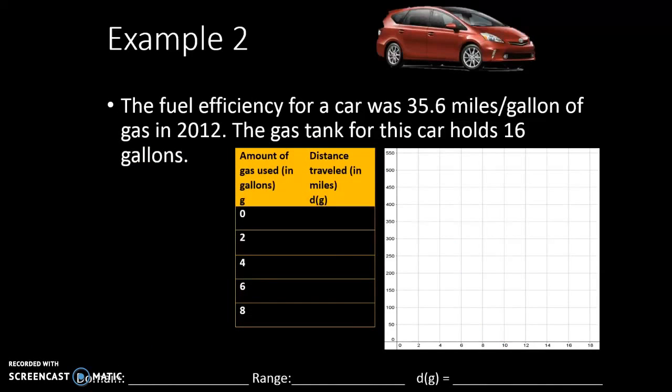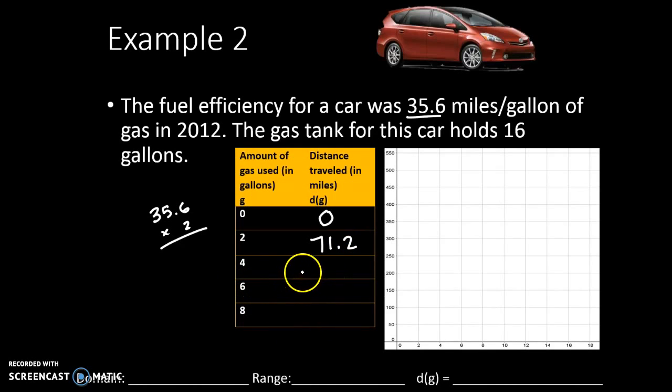Okay, this next example is about the fuel efficiency for a car. It's 35.6 miles per gallon. The gas tank for this car holds 16 gallons. So if I'm willing to use 0 gallons of gas, then I'm not going to be able to go any distance. But if I'm willing to use 2 gallons of gas, since my miles per gallon is 35.6, I'm going to take 35.6 times 2. And so if I multiply that out, that's going to be 71.2 miles.